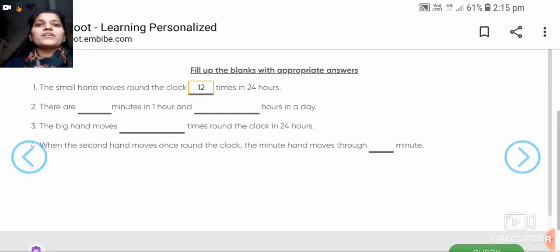Yes, so our second question is, there are dash minutes in 1 hour and dash hours in 1 day. So students, how many minutes are there in 1 hour?